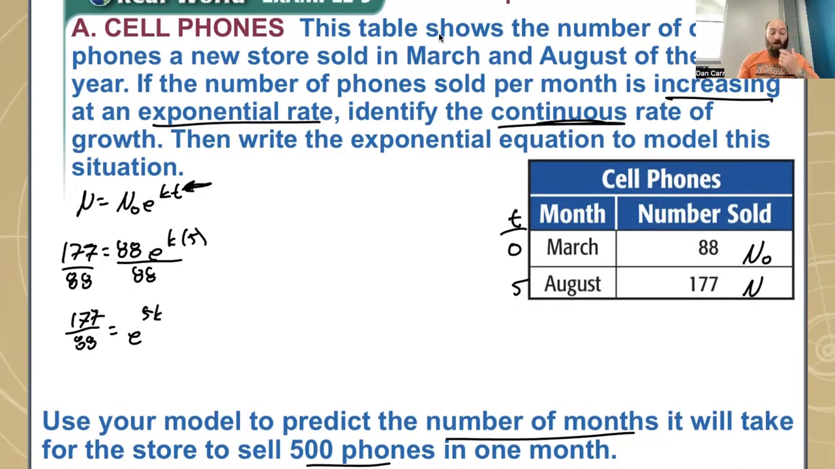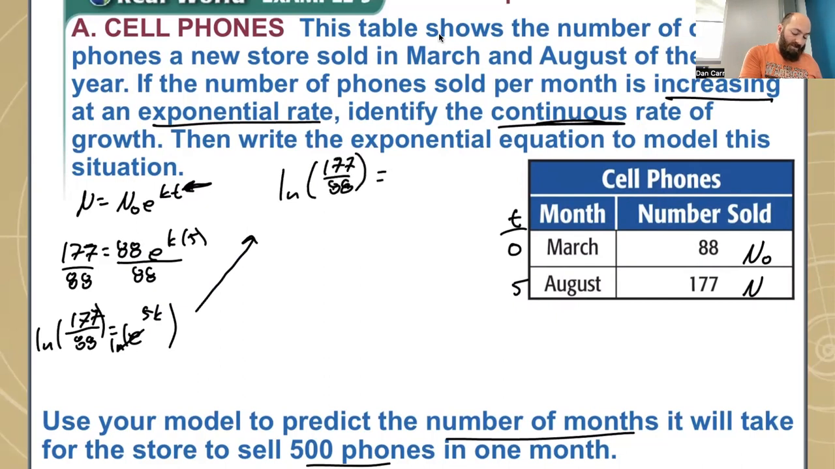So just like before, we want to get rid of that base e. So I'm going to evaluate the natural log here. So what I'm going to do is take the natural log of both sides. That cancels that out. So that's going to turn into the natural log of 177 over 88 is equal to 5k. And from there, the one last step is to find k. I'm going to divide both sides by 5. So I got the natural log of 177 over 88, over 5, equals k.